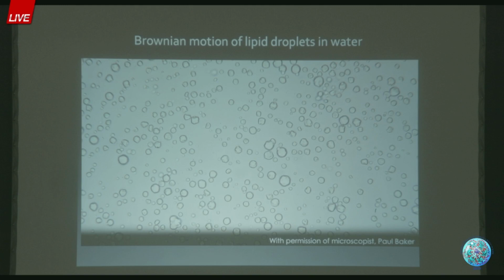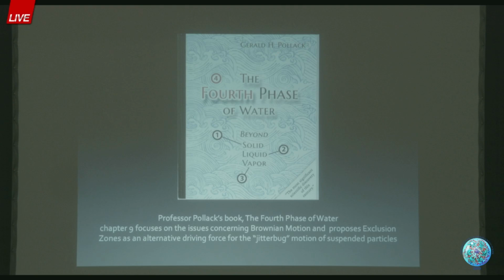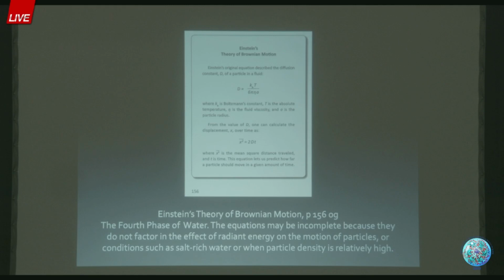But enter Professor Pollack's wonderful book, The Fourth Phase of Water. There may be another explanation adjunct to this, which is EZ water comes into the equation. For those of you who have not read the book, probably not many of you here, if you haven't read it, I really recommend you read it in relation to Brownian motion, because it's a key element in how life began in the primordial oceans. And there's the famous Einstein equations relating to Brownian motion. But there's so much missing from those equations, as Professor Pollack points out. It's not a complete theory.